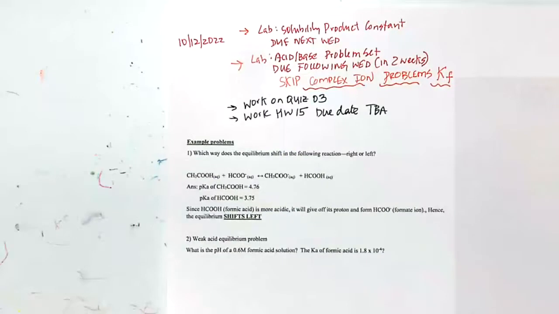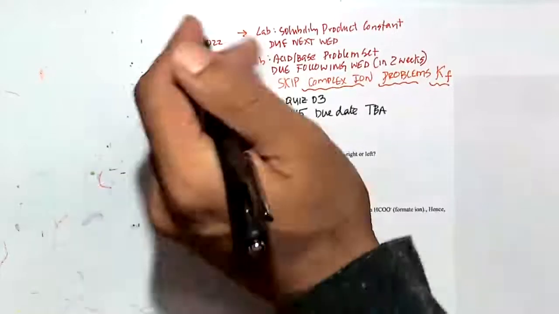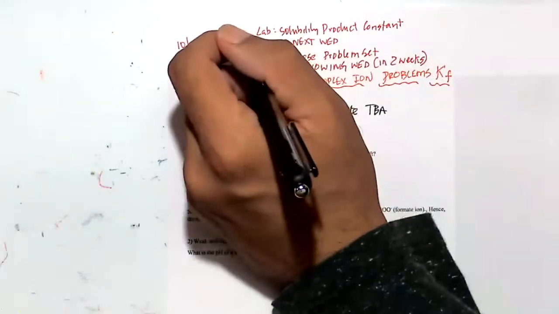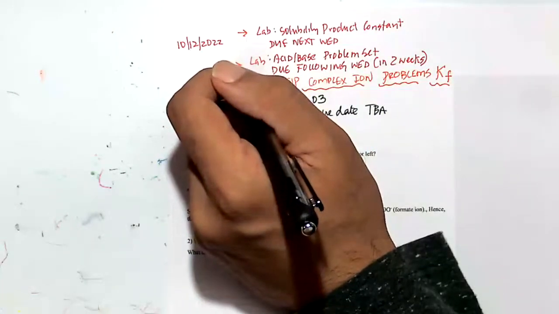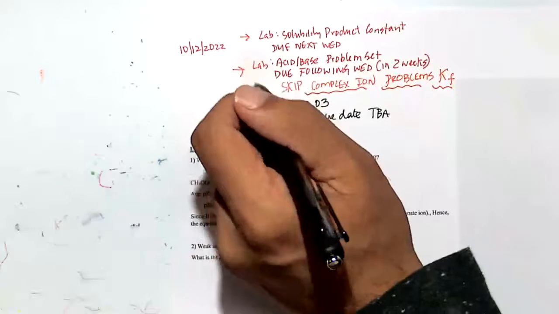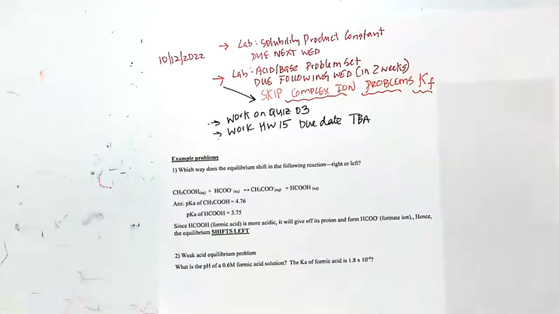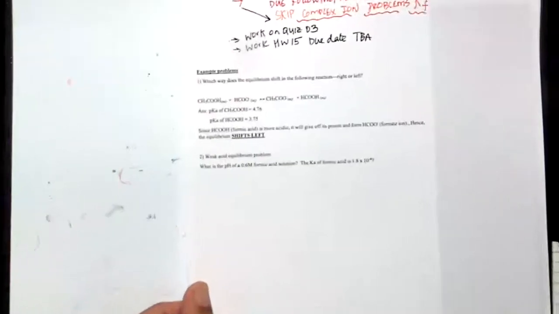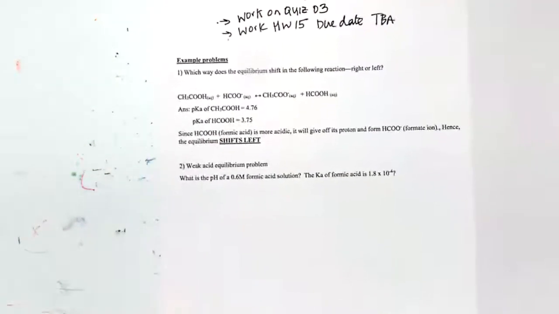So let's just get back into our lectures here. All right, so work on quiz 3, homework 15, lab. I'll give you an extension until next Wednesday. Today's lab is a problem set that's due in 2 weeks. Okay, it's a problem set, acid-base problem set. Out of that problem set, you can skip anything that involves KF, which stands for complex ion. It's something I'm not going to cover. All right, yes, no? Okay.